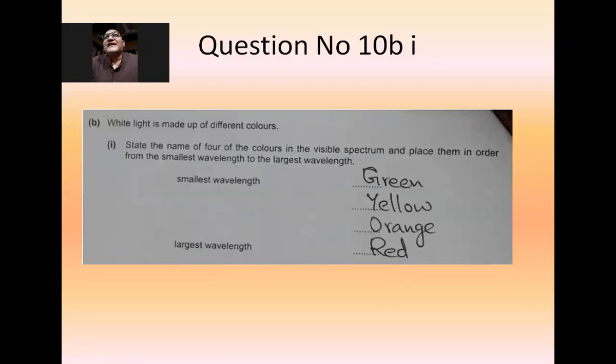Because he said I have taken the first 4 colors. The actual order is red, orange, yellow, green. But he said write first that one which will have the smallest wavelength in those 4. So that's why green. And at the bottom, I've written the largest wavelength, that has red. Red has the largest wavelength. So green, yellow, orange, red. So you see, this is a very tricky question. Just he's checking your common sense.